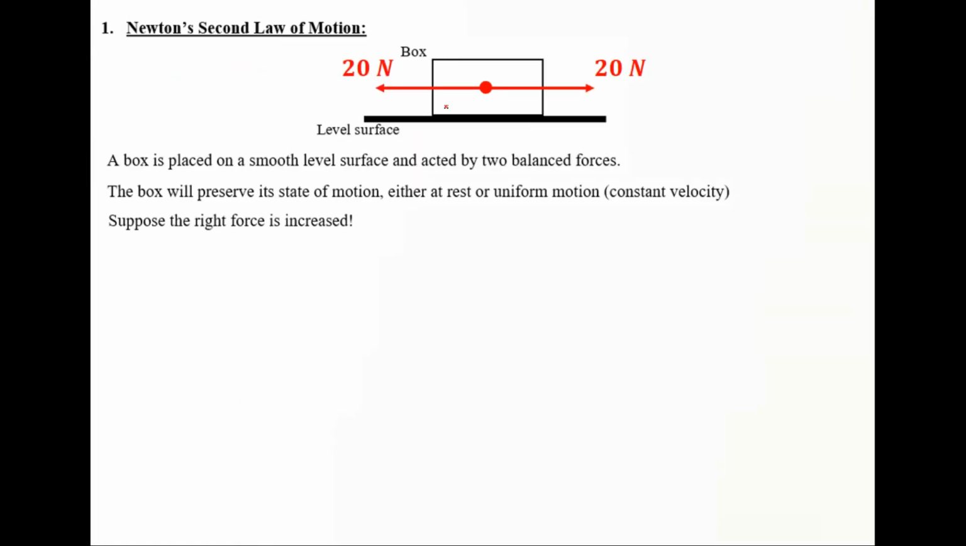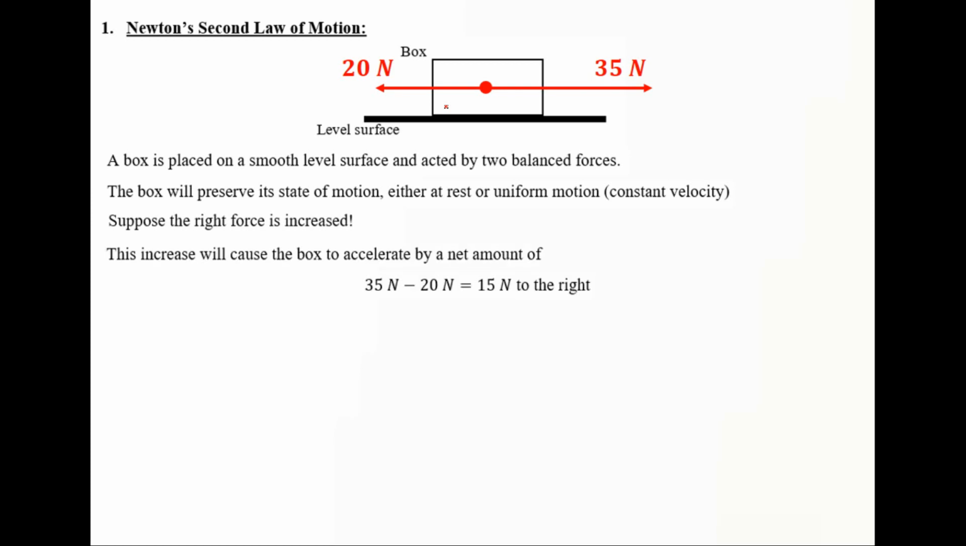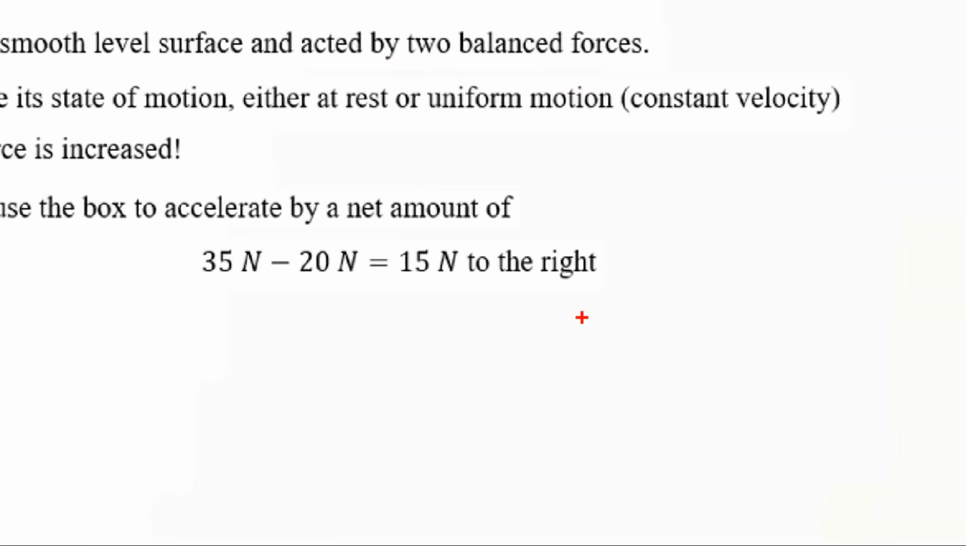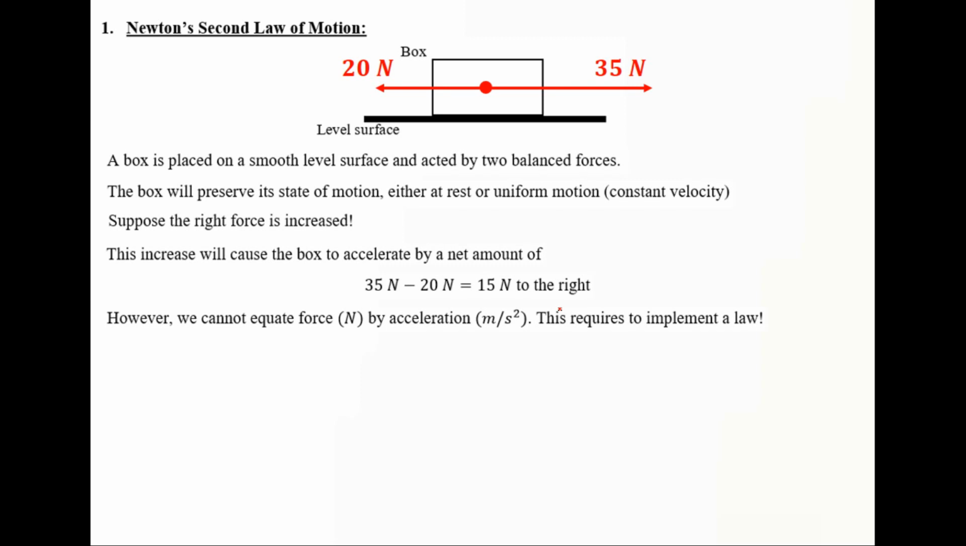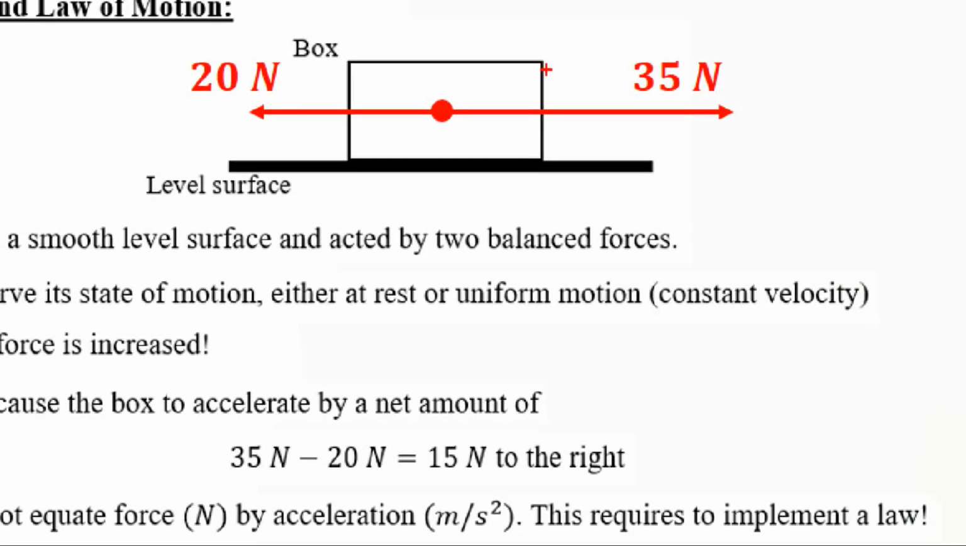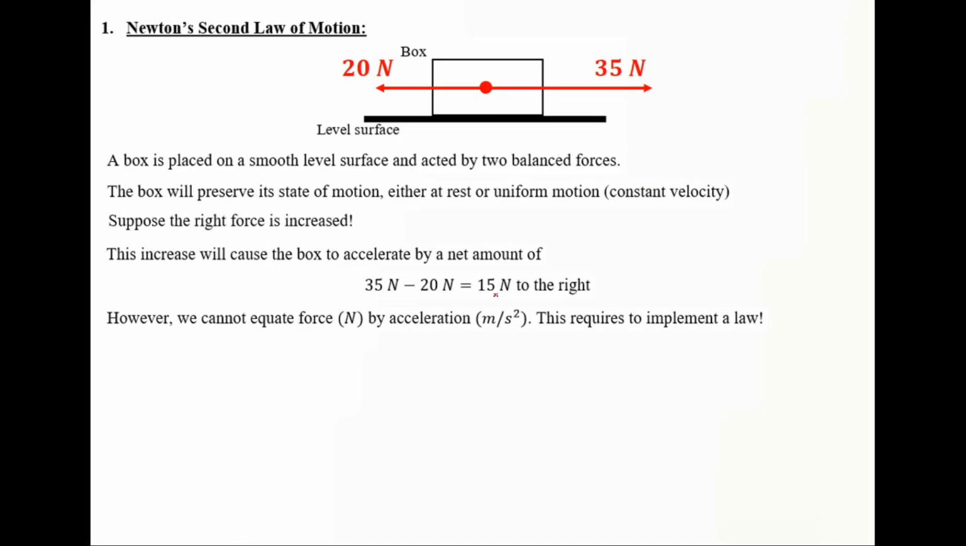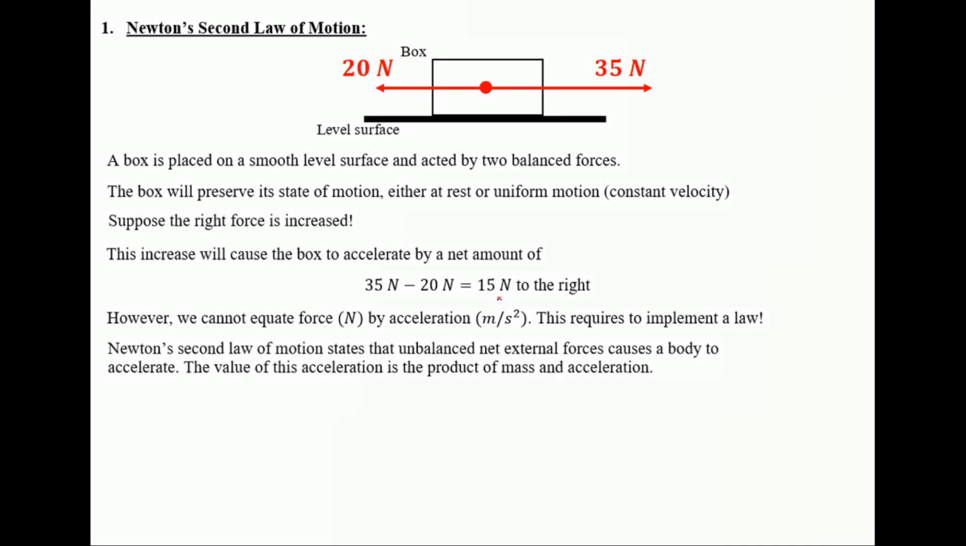Now suppose the right force is increased to 35 newtons. This increase will cause the box to accelerate by a net amount given by the difference between 35 and 20, which is 15 newtons to the right. However, we cannot equate a force given in newtons to an acceleration in meters per second squared. This requires us to implement a law. The difference between 35 newtons and 20 newtons would cause the box to accelerate, but this 15 newtons cannot be equated directly to acceleration. We need to implement a law.